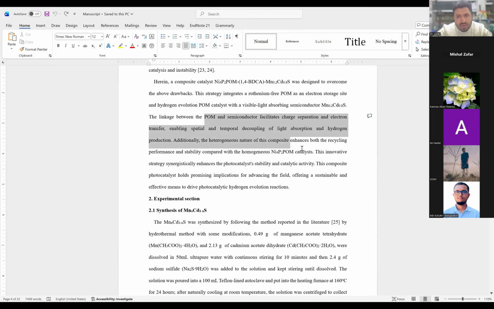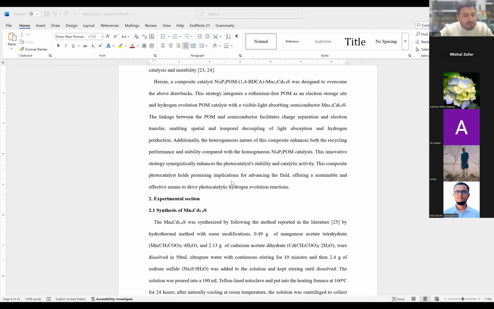In this strategy, we have briefly discussed our methodology, and here we discussed the work of our catalyst, and then we told its significance, why we did this and why it is important. This innovative strategy synergistically enhances the photocatalyst stability. It developed a new path in the catalyst field to make them stable and improve their catalytic activity. The composite photocatalyst holds promising implications for advancing the field and offering a sustainable and effective means to drive the photocatalytic hydrogen evolution.